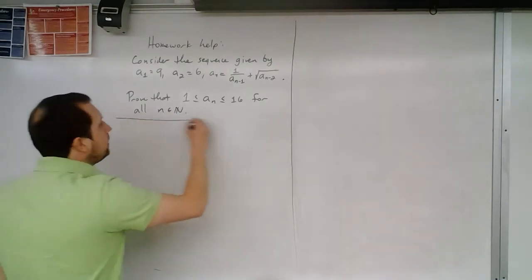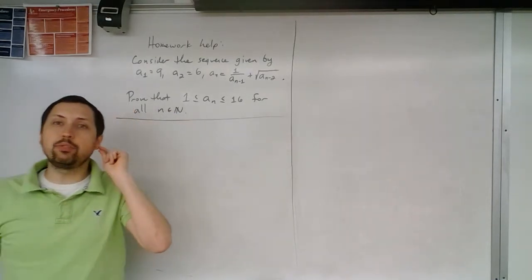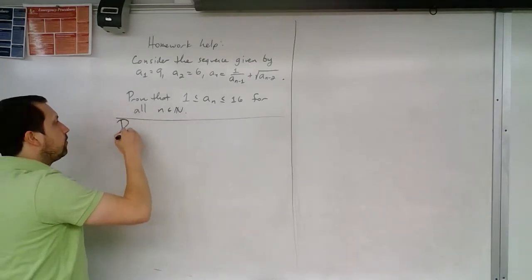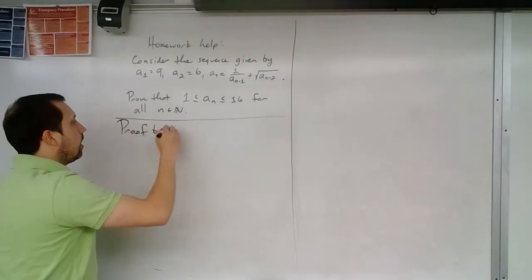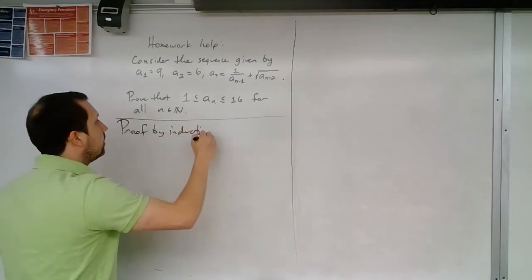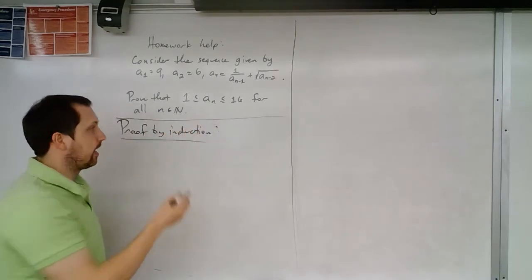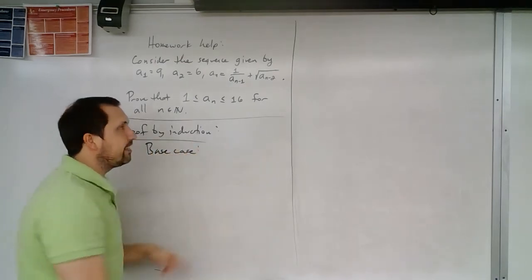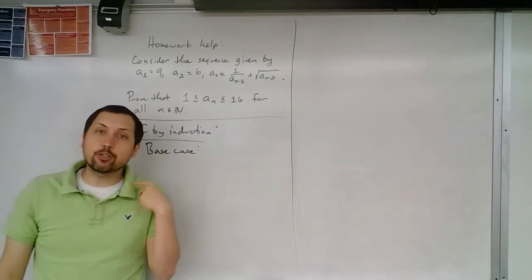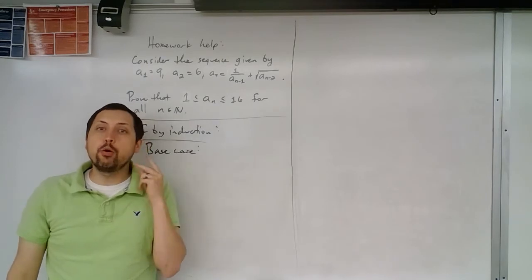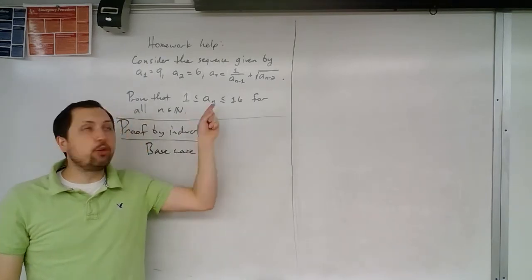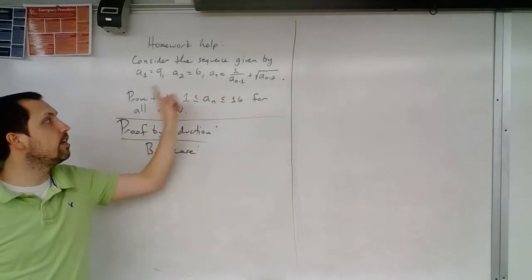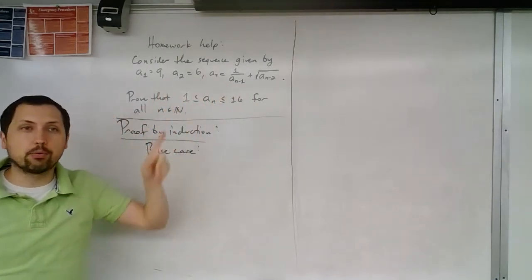So how we need to do this is we need to use induction. We're going to use induction. So our proof by induction, the first thing we need to do is the base case. So we have our base case. Now, our base case in this case is actually two base cases. We need to verify two initial conditions. We need to verify both of these are going to work within these bounds.